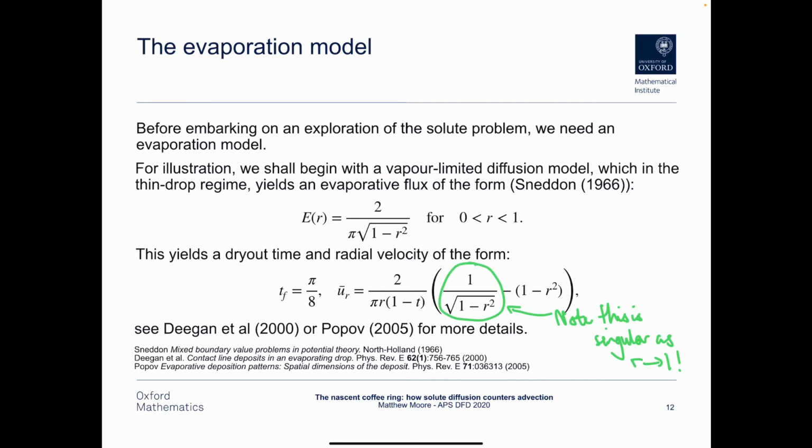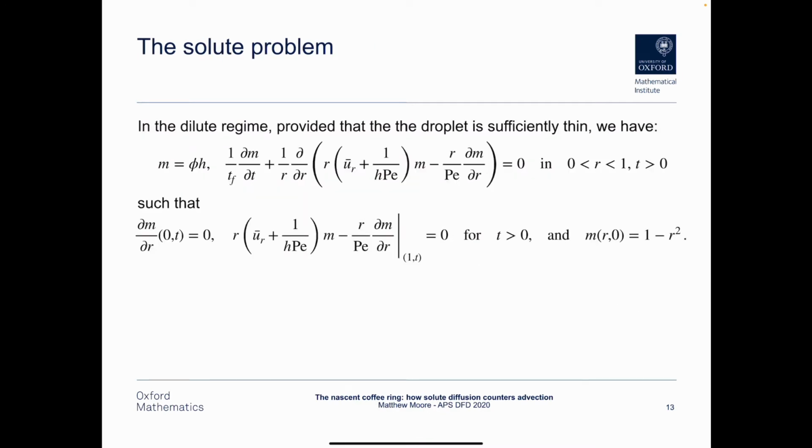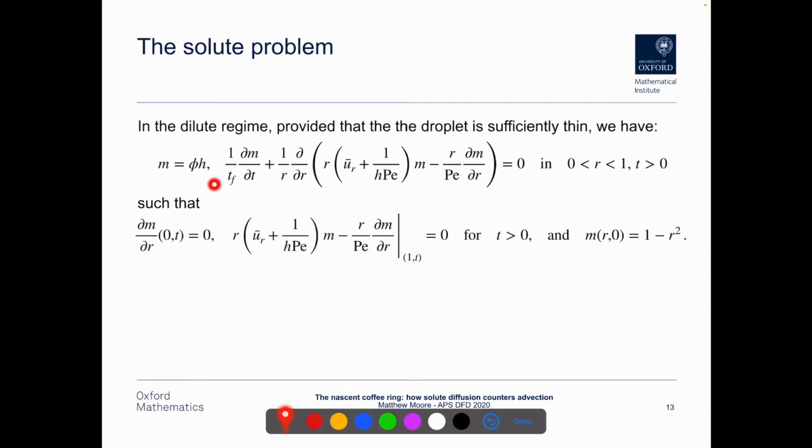So we do that overleaf. So this is the solute problem. I've introduced this M at the start here. This is the solute mass per unit area, because phi is the concentration and H is the droplet thickness. And this must satisfy an advection diffusion equation.